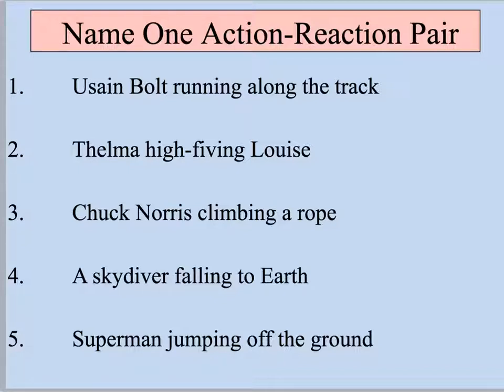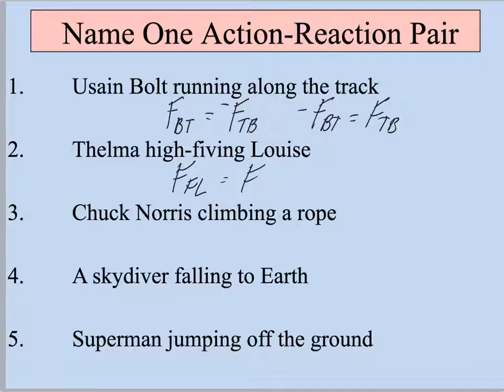So Usain Bolt is running along the track. So we have a force of Bolt on the track, but we know that the track also exerts a force on Usain Bolt. So we would say the track force on Bolt. And of course we'd have to be in the negative direction. Now we could put the negative here if we wanted. We wanted to call the negative force to be Bolt on the track. And this would be the same deal here. Thelma high-fiving Louise. Well, let's see. Again, Thelma applies a force to Louise, but Louise applies a force to Thelma.